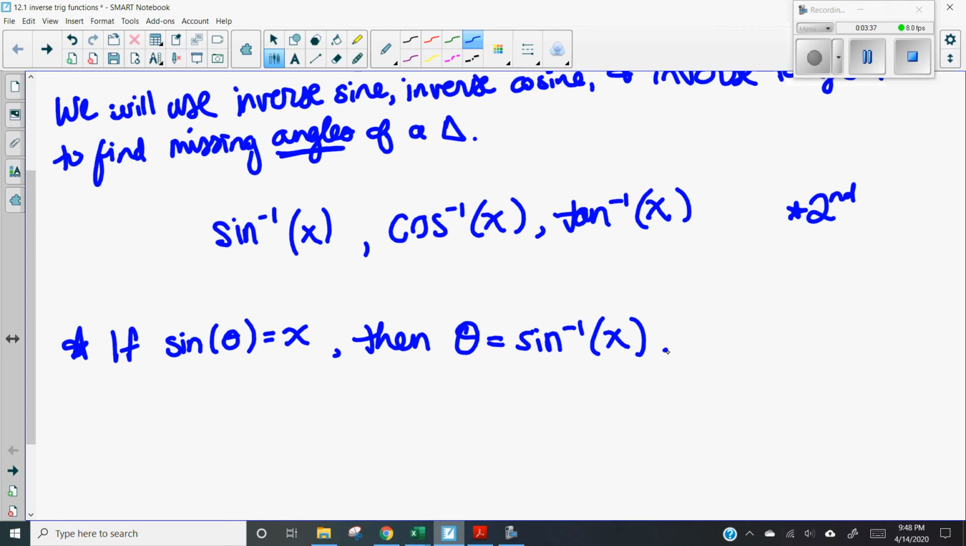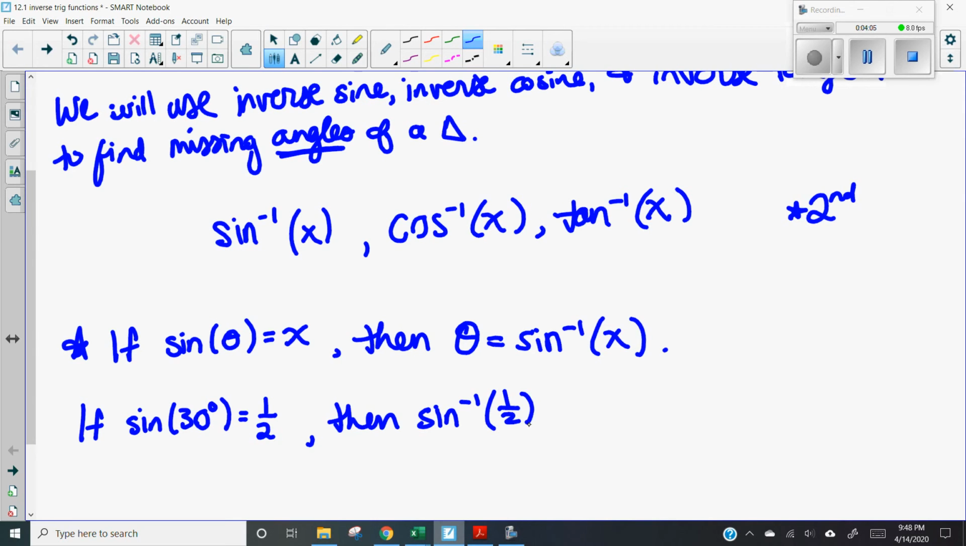All right, let's use a specific example. I think this is helpful. Sine of 30 degrees, if you remember this from yesterday, is 1/2. So for every 30-degree angle in a triangle, the opposite over hypotenuse always reduces to 1/2. So we know that. If sine of 30 is equal to 1/2, then, writing this slightly differently than above, inverse sine of 1/2 must equal 30 degrees.